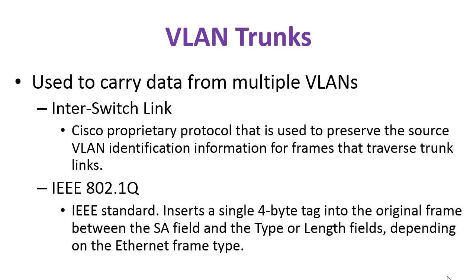Now there are 2 key protocols you need to understand for the development of VLAN trunks. First is ISL, which is inter-switch link. It's Cisco proprietary, and what it does is it preserves the source of VLAN information for frames that traverse the trunk links. And then there's 802.1q, which is the IEEE standard. And what this does, it inserts a single 4-byte tag into the original frame. Now, understand that there are many differences between ISL and 802.1q, but just for now, understand that ISL is the Cisco proprietary protocol, 802.1q is the IEEE standard.